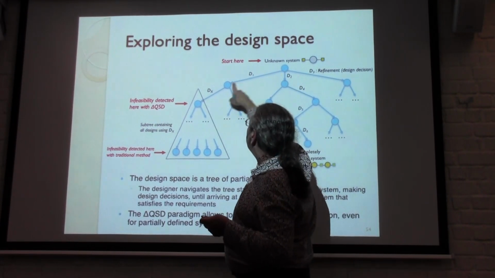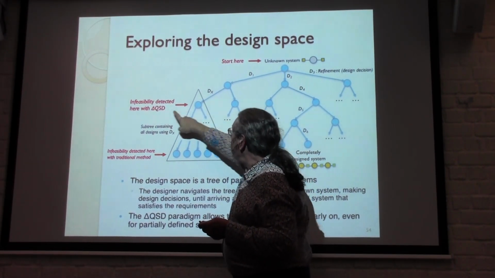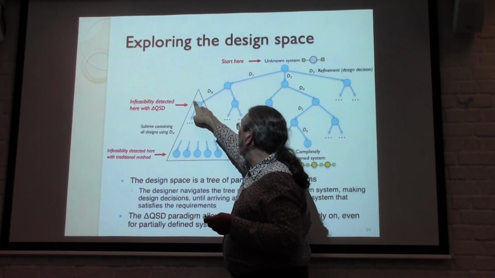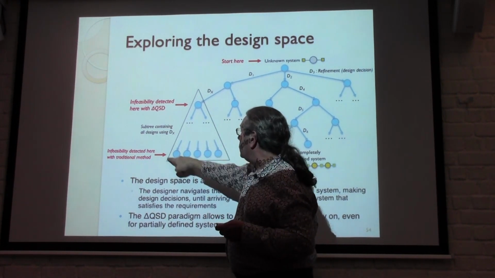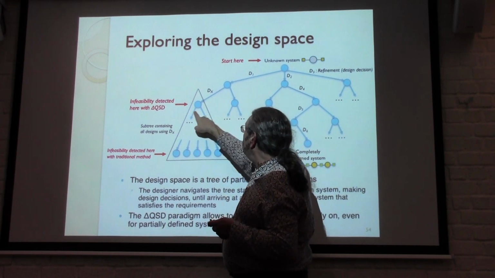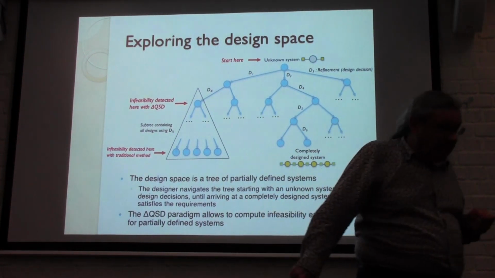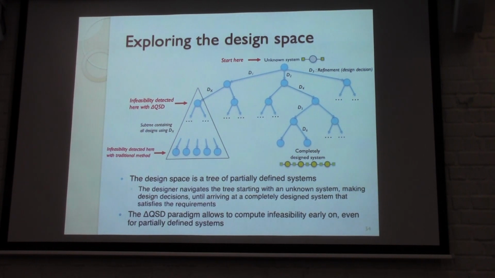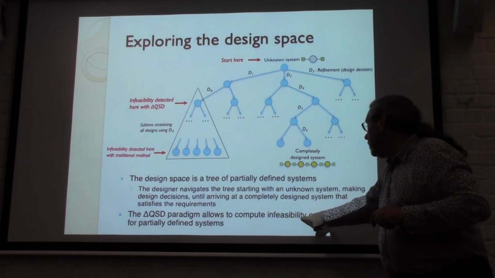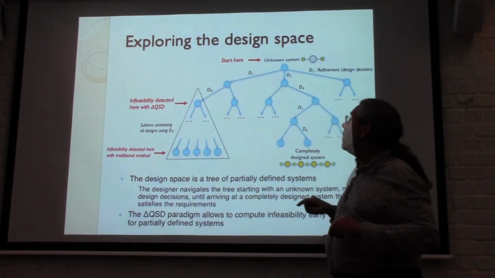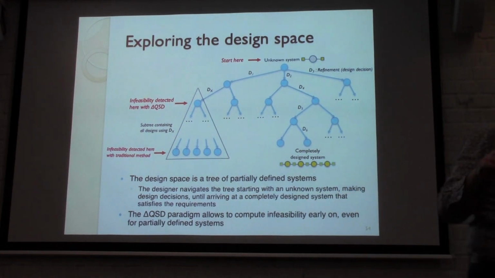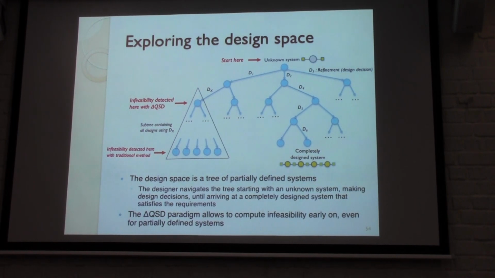So if I make a decision D1, Dx, and here, maybe I can already compute it's infeasible, like we did before. So all this work is avoided. So the ΔQSD lets you compute performance, even if you don't know everything. If you only know partially, you can compute infeasibility early on, okay? Even if you only partly know the system. That's really important when you're building expensive systems, okay? So this is very general, how you design, but I'm going to show you some examples.